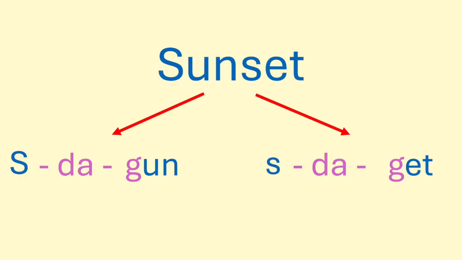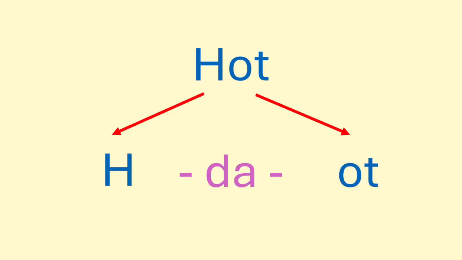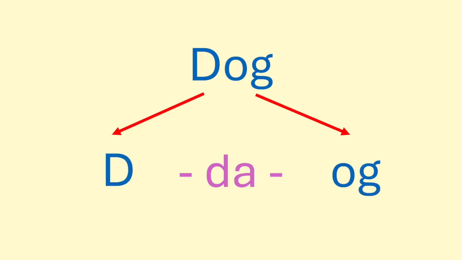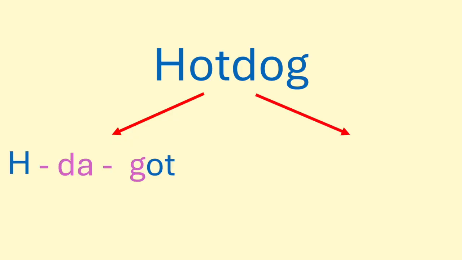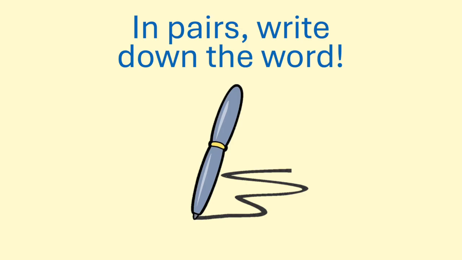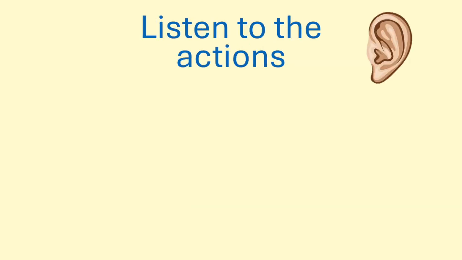That's sunset. What about hot? Hodagot. Nice. Dog. Dudagog. Good. There's a lot of D's and G's there. It's a difficult one. What about hot dog then? What do we think? Hodagot, dudagog. Okay, so now you can try an activity writing down the words that I say.